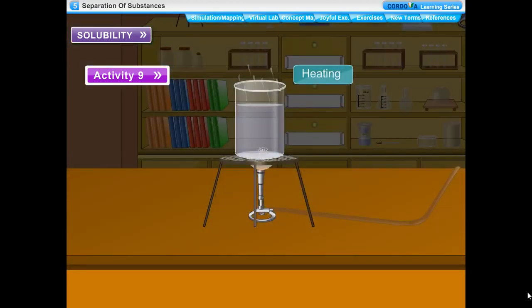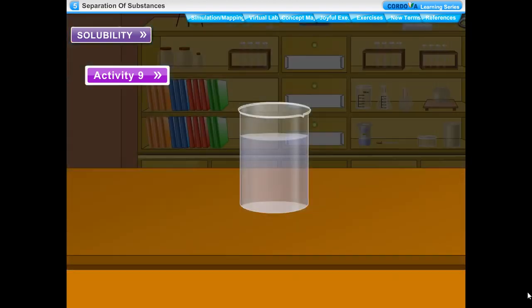Now, heat the beaker containing the saturated sugar solution. What do you observe? The undissolved sugar at the bottom of the beaker gets dissolved. This shows that at higher temperature, more sugar gets dissolved.